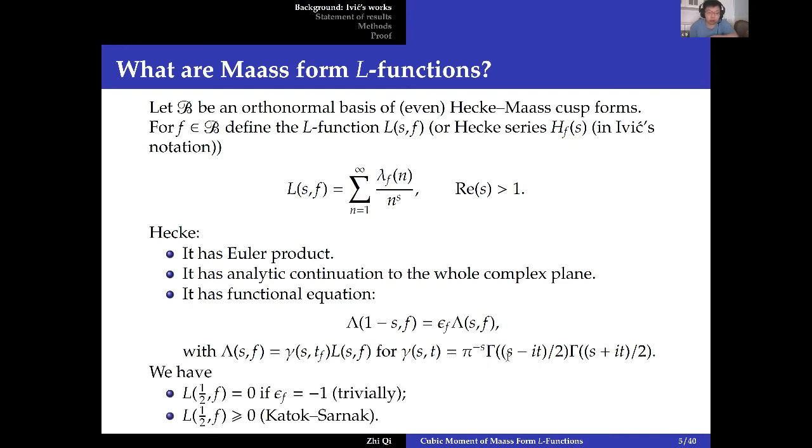We know that if the root number is -1, then the central L value will be trivially 0, and if it's 1, then it's always non-negative. This is due to Katok-Sarnak. For this reason, we're usually going to assume that all these f's are even, namely these epsilon f are all +1.